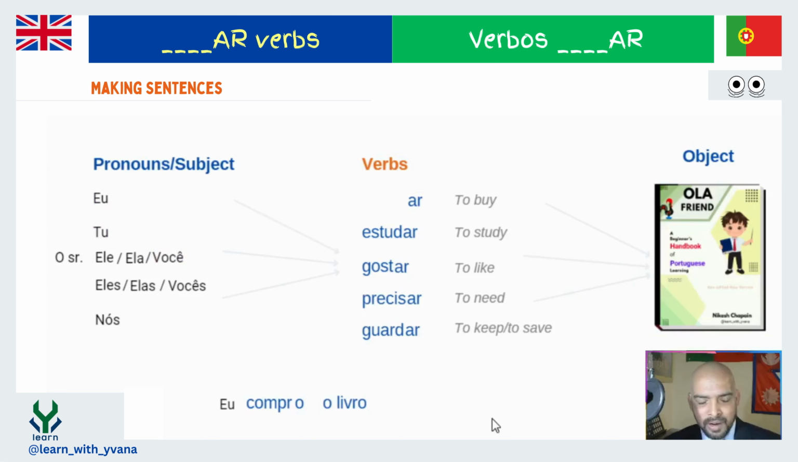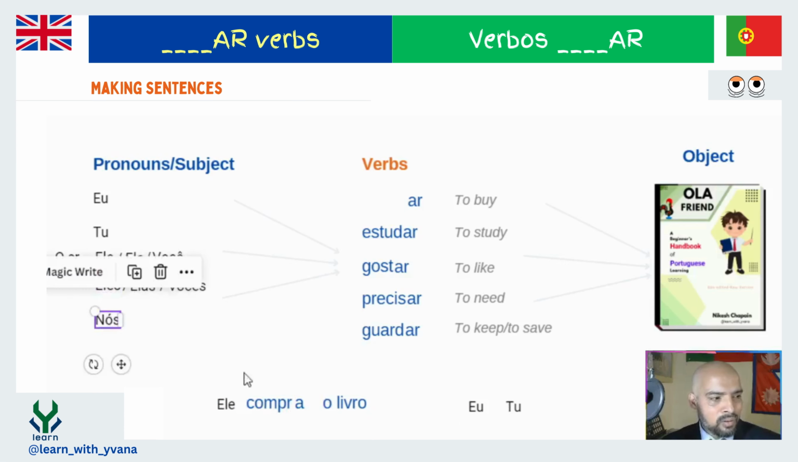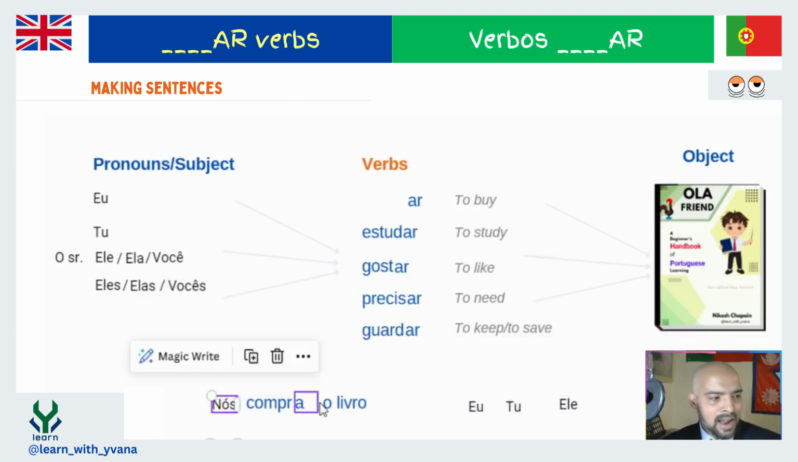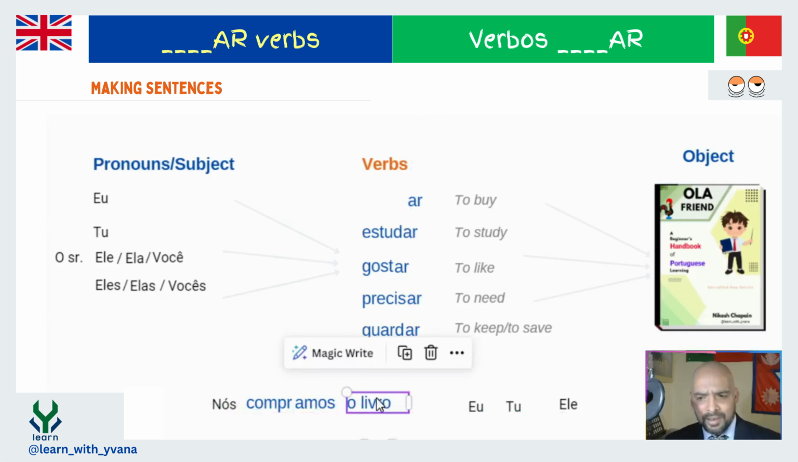Eu compro o livro. Now, if you want to say you buy, just remove this and bring tu. Tu means you, right? So you keep tu, and in the stem you add as. So you say tu compras o livro. You buy the book. If you want to say that he buys this book, then you just take ele and change the form to just the a. So you can say ele compra o livro. He buys the book. And if you want to say that we buy this, then just keep nós here and add amos. Nós compramos o livro. We buy the book. Isn't it easy? Just by changing the verbs and pronouns, we make lots of sentences.